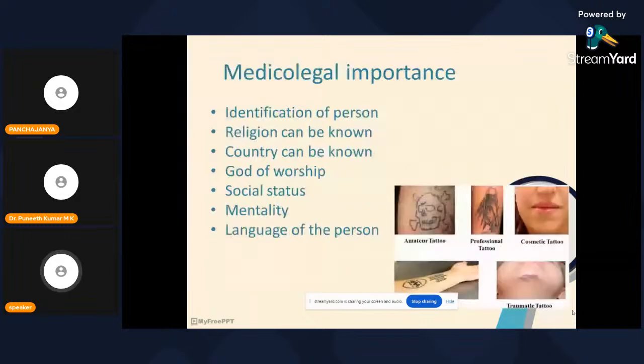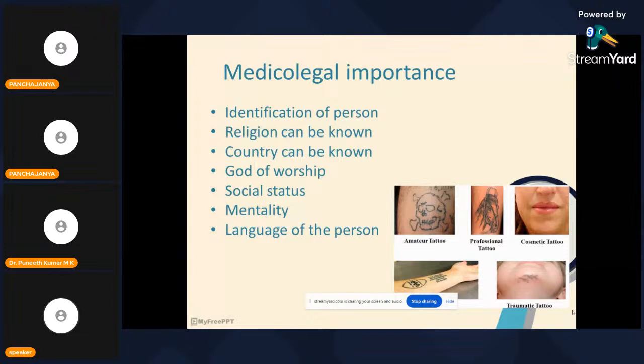Other features are not mentioned here because they are not of medico-legal importance. While writing, if they ask for 3 marks, along with that if you add a bit of the features, how tattoo marks are made, what the different types of tattoo marks are, what they give and how they are helpful in identification, it will help in scoring good marks. Medico-legal importance: the identification of a person can be done, religion can be known, the country he belongs to, god of worship, social status, mentality and language of a person can be identified by the tattoo marks.